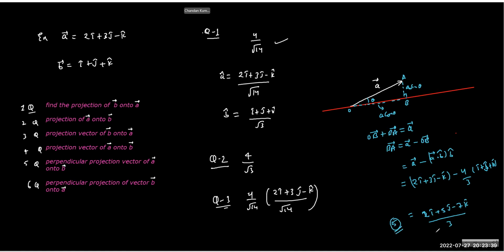2y plus 5j minus 7k by 3. Yes, sir. Understood. Okay. All right. And the last is again easy. You can do the last part also.